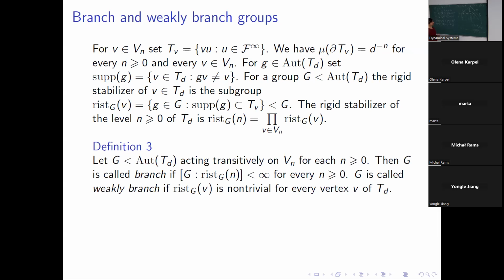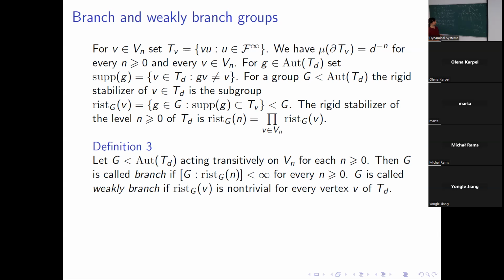Now the definition. Consider a subgroup G of the automorphism group which acts transitively on each level, meaning that for each vertex v and each other vertex w of level n, we can map v to w by some element g. This group G is called branch if the rigid stabilizer of each level has finite index inside the group G. So basically this means that the rigid stabilizers are large inside our group G.